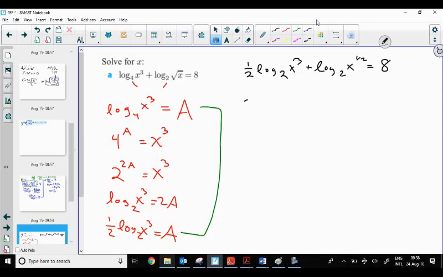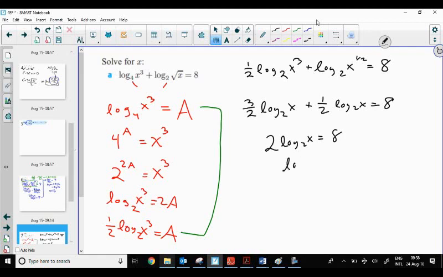Now I'm going to move my exponents out. So I've got 3/2 log base 2 of x plus 1/2 log base 2 of x is equal to 8. I'm going to add those together. 3/2 and 1/2 makes 2 log base 2 of x is equal to 8. That gives me log base 2 of x is equal to 4. Rewrite this in exponential form. x must be equal to 2 to the power of 4, which is 16.